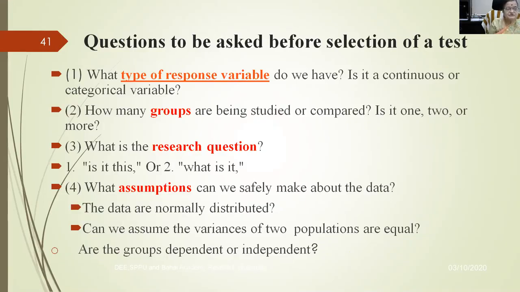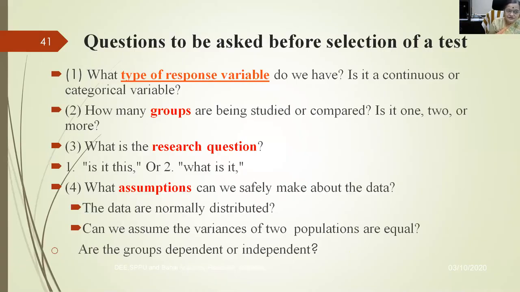Then the third question, what is the research question? Whether it is related to no difference, the null hypothesis, or to association, or to correlation. So these are the questions to be asked. Then there is a key for research question identification. Is it this? If the question includes, is it this? And another possibility is, what is it? So this is a key for research question identification.